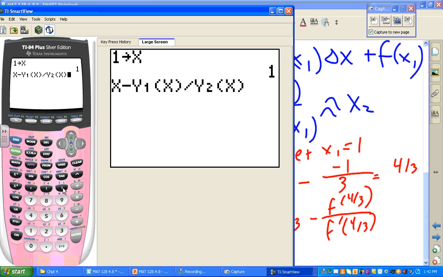Oh my gosh, is there another way? Come on. Your finger can't be getting that tired. It's not that difficult. What's going to happen when I hit enter? I should get what?